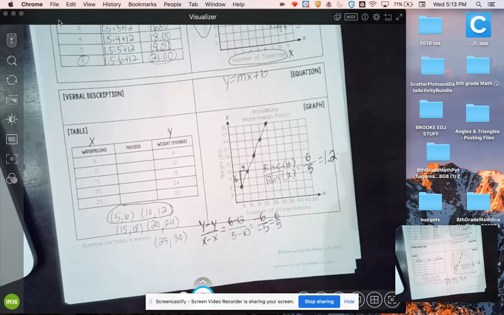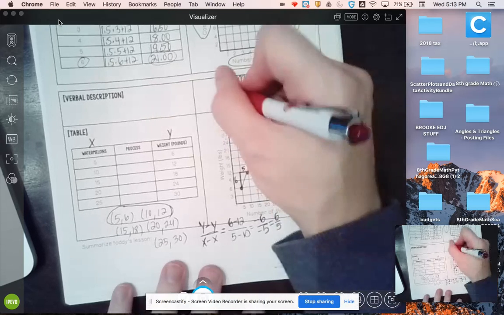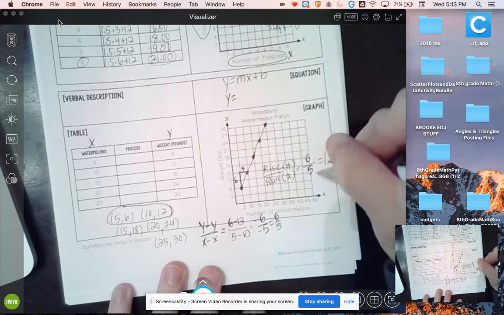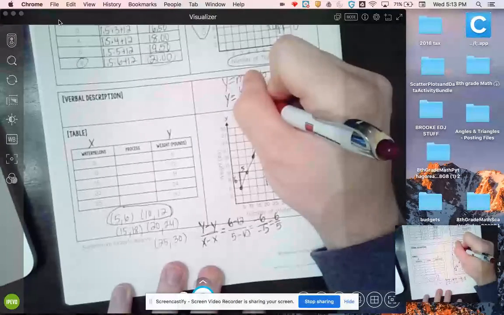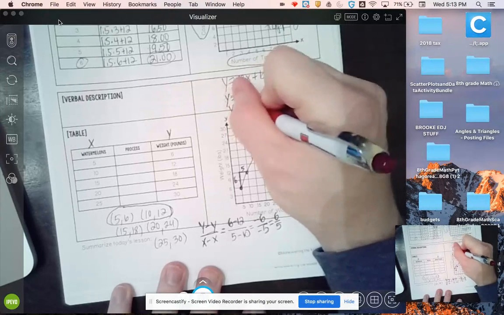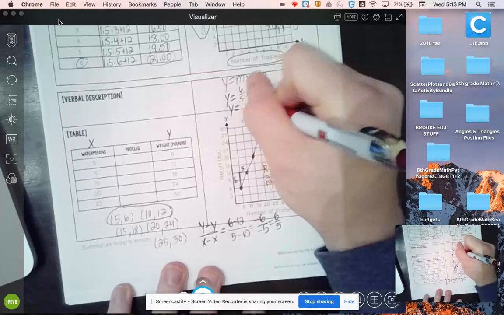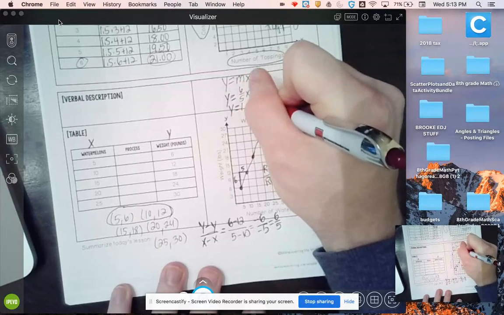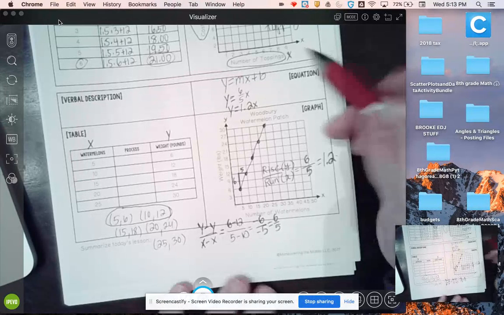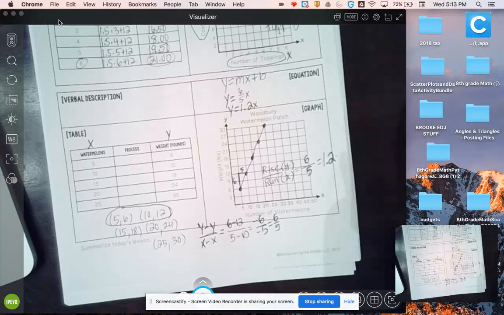So there it is. You can see it's the same thing. So our slope is 6/5 x, or if we want to, we can actually use the decimal 1.2 x. Okay. So there's that part. But we still need to find our beginning.